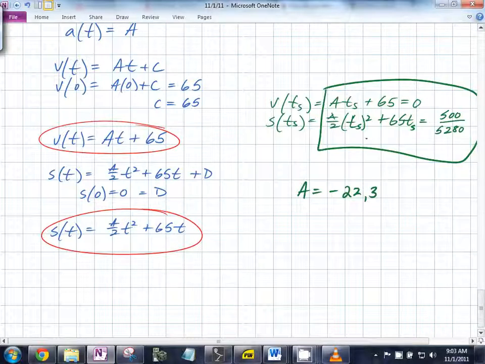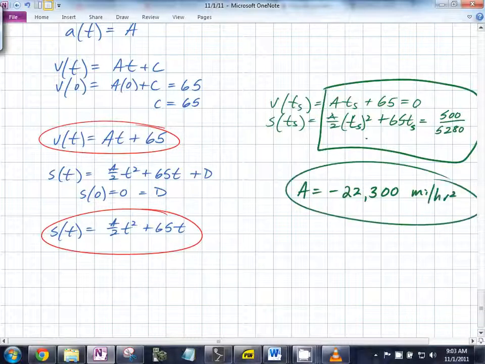Miles per hour squared. Now here's the thing. That's a slower deceleration than we had before. Why? We're starting at about the same speed. It's about 65 miles an hour on the first one. But in this case, instead of 80 meters, which is roughly 250 feet, we have 500 feet. So it's going to be less. So the deceleration needs to be negative 22,300 or a number to the right or to the left of that on the number line.